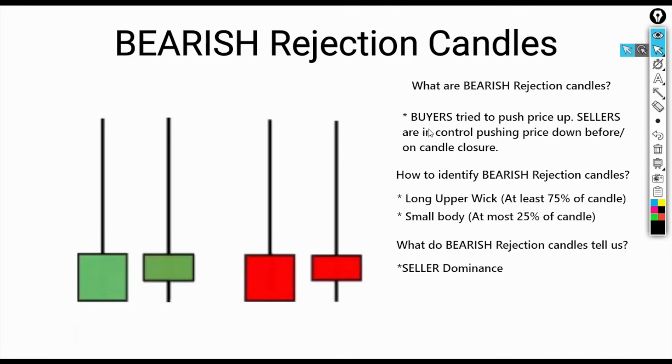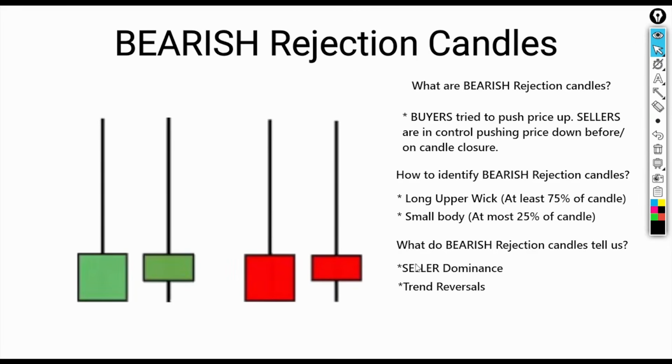In the very first point, when we established exactly what bearish rejection candles are, we know that buyers tried to push the price up, but then sellers took control, pushing the price down. So when we identify bearish rejection candles on the chart, we can keep at the back of our minds that there is seller dominance.